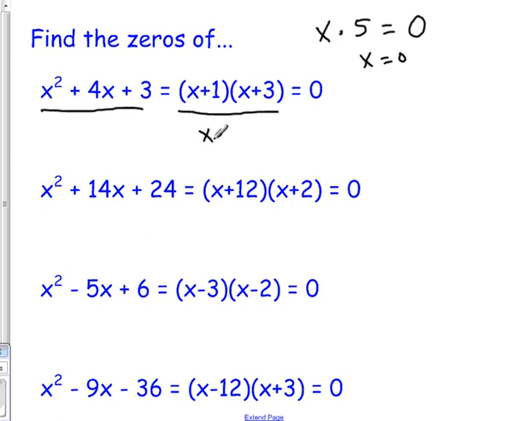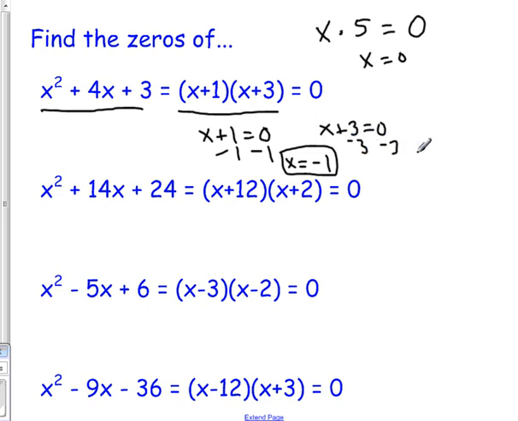So it's going to be x plus 1 equals 0. That's going to be one of the possible answers. Or x plus 3 equals 0. That's another possible answer. So we solve this. We subtract 1 from both sides, and we get x equals negative 1. This is one of our possible answers. And then here, we solve this one. We subtract 3 from both sides, and we get x equals negative 3. So our two possible answers are negative 1 or negative 3. Those are the two answers that make this equal to 0.